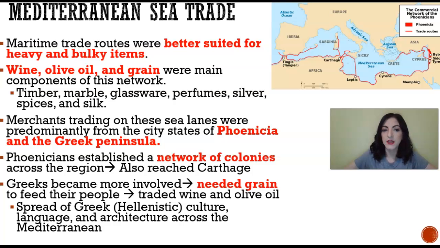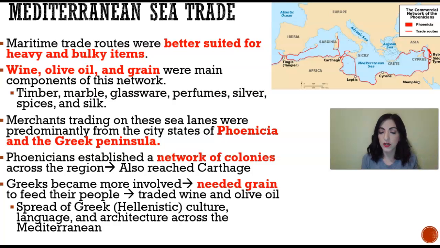of the Phoenicians. That's because most of the trading groups in this area were either from Phoenicia, the peoples of Phoenicia, or the Greek peninsula, so the territories around the Mediterranean Sea. The Phoenicians would actually establish a network of colonies that reached across the region. So everything that you see in those red lines is the Phoenician trade routes. They would also even reach as far as northern Africa.